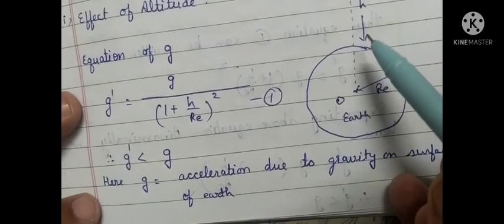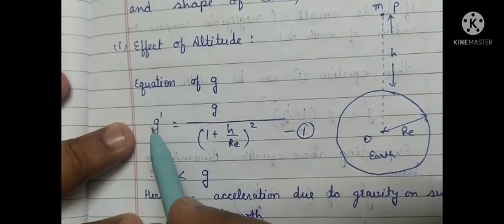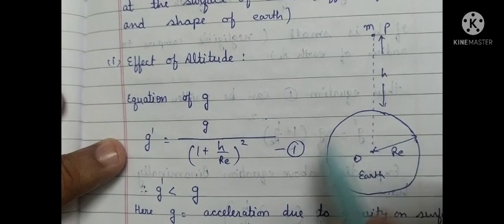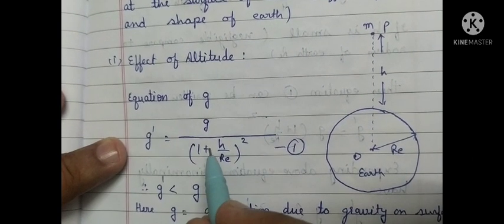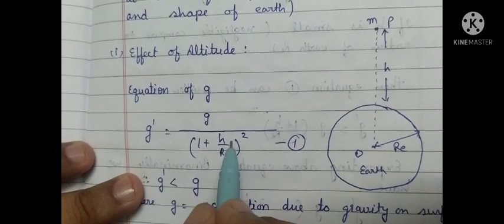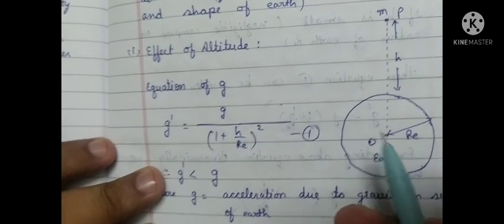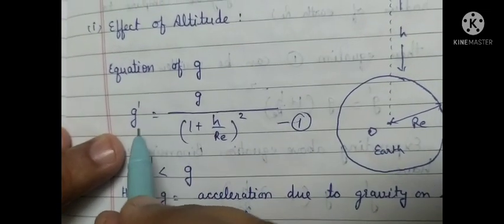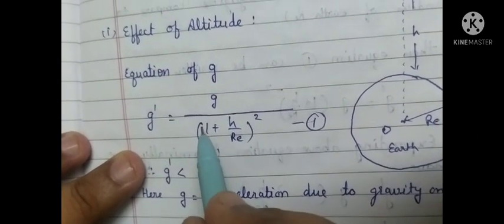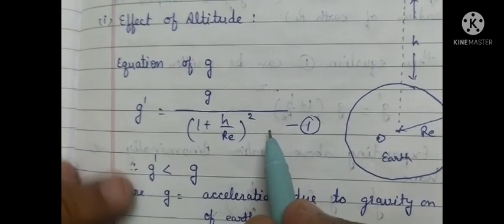So directly I am giving this equation. I am not going to solve the equation, how it is coming. Later on, when we cover all these in detail, I will prove how this value comes. So here, because I am taking general topics, I am considering only the equation. So g dash is equal to g over (1 plus h by RE) whole square.